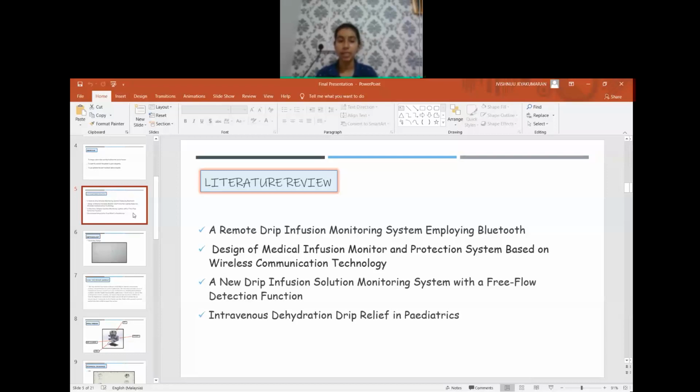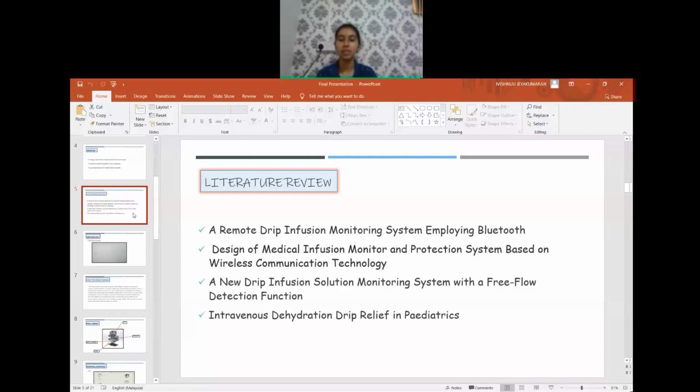The next one, design of medical infusion monitor and protection system based on wireless communication technology. This one uses a microprocessor and also transfers the information wirelessly to our phone or to a computer. Either way, we can detect it on our phone or on our laptop or computer.